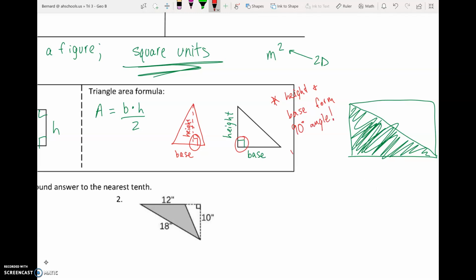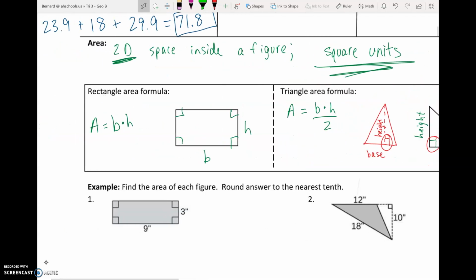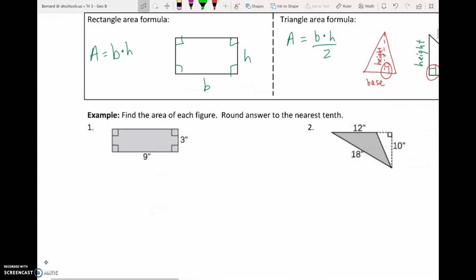And this means they are perpendicular, right? Perpendicular. And so keep that in mind. Now, let's practice, right? And so the first one, not so bad.